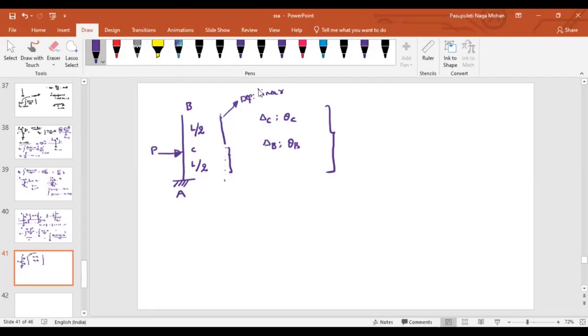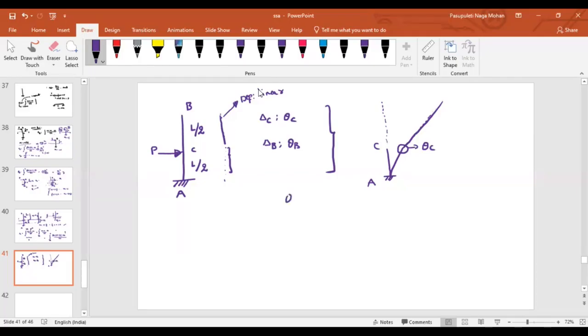Now, if I look into only the part AC, what will be my deflected shape? My deflected shape will be somewhere like this. And if I add the remaining part, as there is no load on CB, then it's just simply linear. That means this is the connecting point. So whatever the slope at point C, it will be constant throughout the length of the beam.